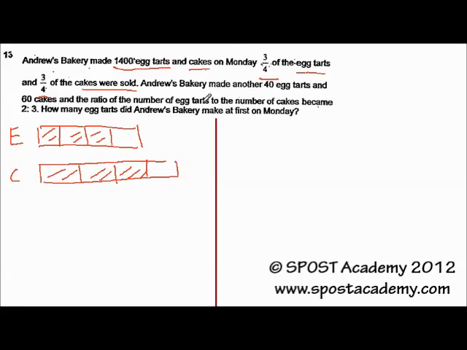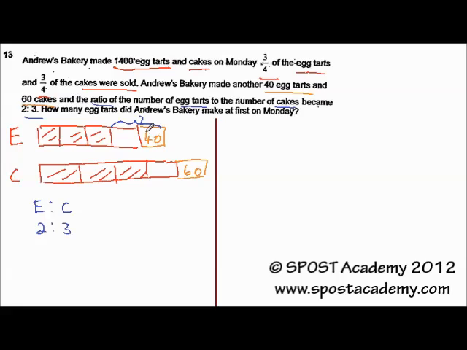Then Andrew's Bakery made another 48 tarts. So he made another 48 tarts and 60 cakes. So there's a total of another 60 cakes. As a result, the ratio of the tarts to the number of cakes became 2:3. So that means tarts to cakes became 2:3. That is to say, this is equivalent to 2 units.